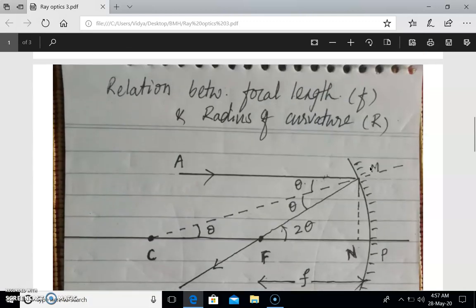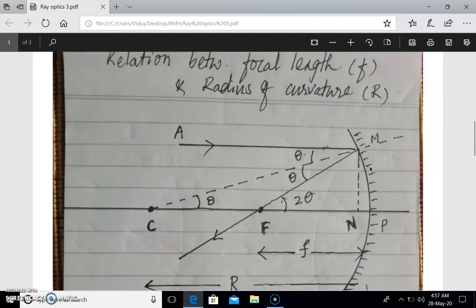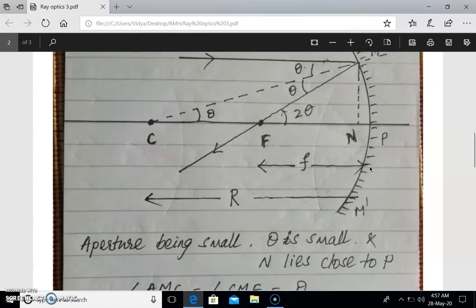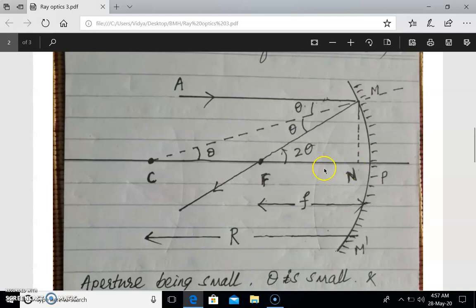So, we are discussing the relation between focal length and radius of curvature. For that, we have to consider the right angle triangle MCN. If we define tan theta, that is opposite side by adjacent side, MN by NC. Likewise, tan 2 theta from triangle MFN: tan 2 theta is opposite side MN and adjacent side NF.